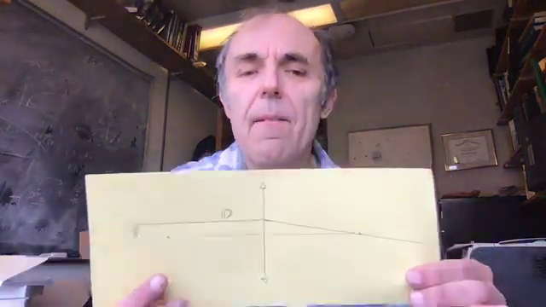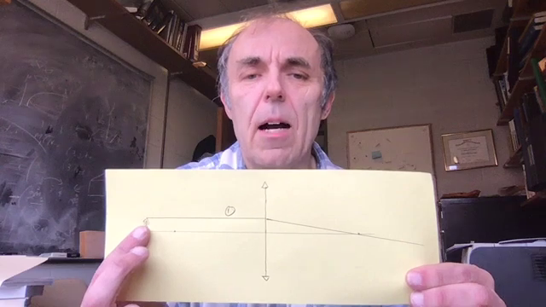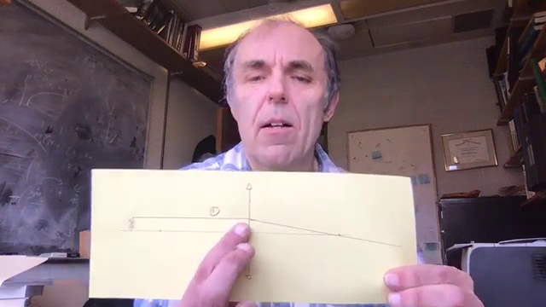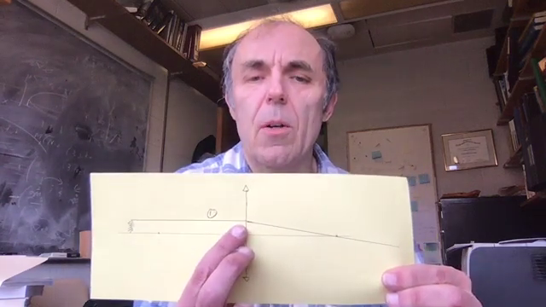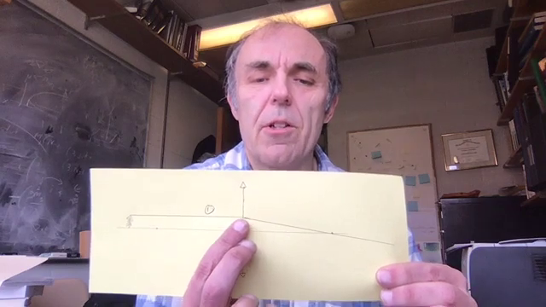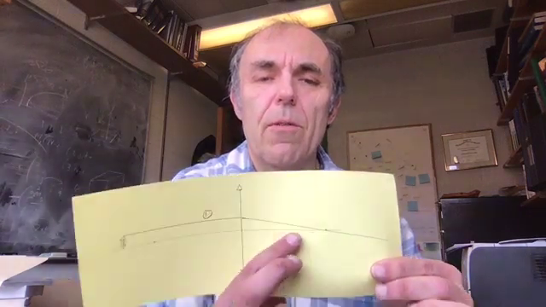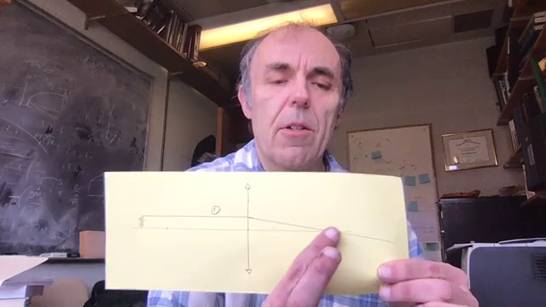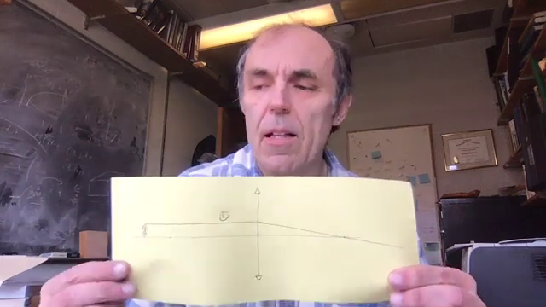Here's the first ray. You start at the top of your object, and you come in parallel, and when it goes through the lens, it changes direction and goes through the focal point, down here through this focal point and out. That's ray 1.